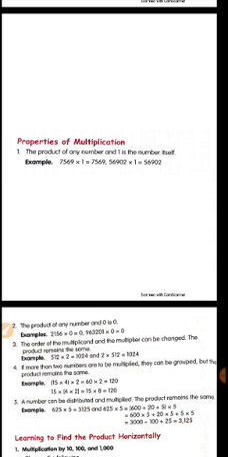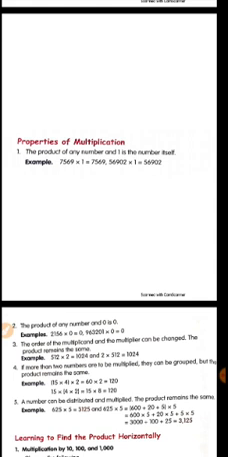Next we will learn about some of the multiplication facts or properties that we have to keep in mind while doing multiplication. The first property of multiplication is that the product of any number and 1 is the number itself, which means when we multiply any number by 1, we get the product as the number itself, or the multiplicand.